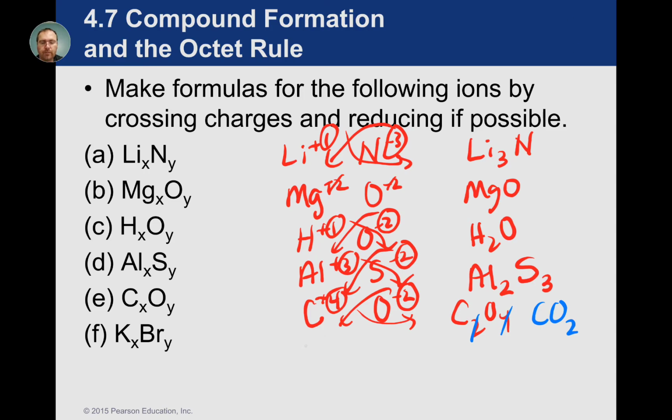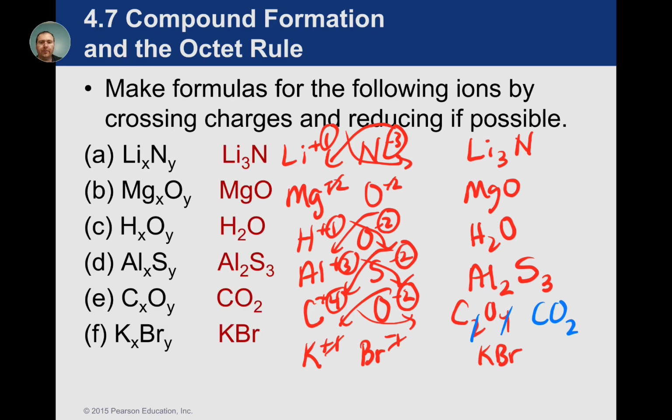KBr, we have group 1 +1. Potassium, we have a halogen. Group 17, that's a Roman numeral 7, so it's gaining 1 electron. Potassium happens to want to lose 1. So again, that's a perfect match. So that's just KBr. And that's what we're looking for in this situation.